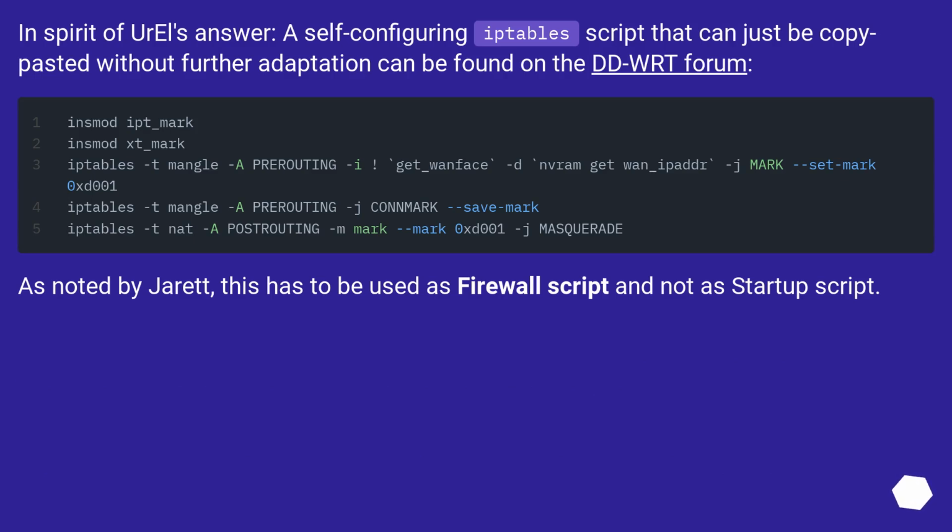In the spirit of Ural's answer, a self-configuring iptables script that can just be copy-pasted without further adaptation can be found on the DD-WRT forum. As noted by Jarrett, this has to be used as a firewall script and not a startup script.